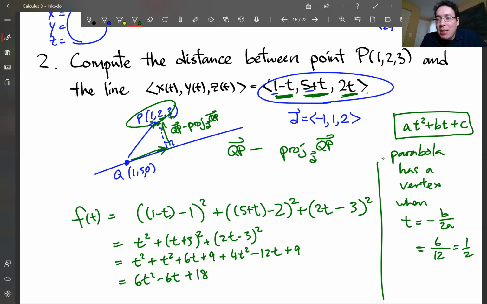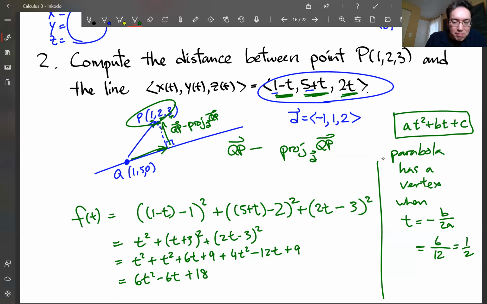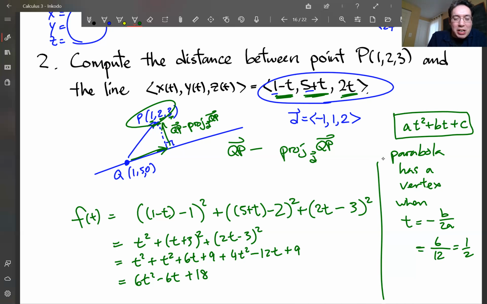Okay. So what does this mean? This means when I plug in t equals 1/2, that's when the line is closest to the point P. So let's plug it in. I'm running out of room here.